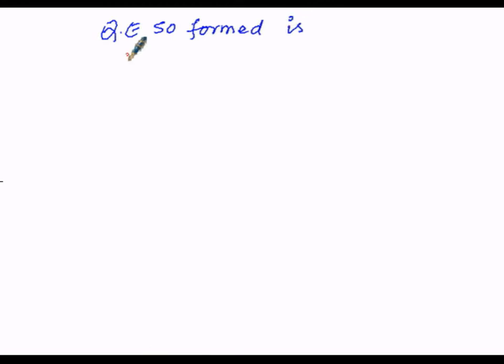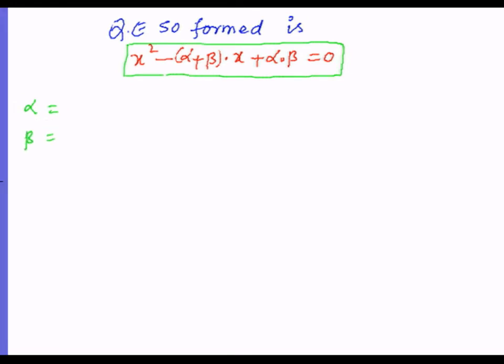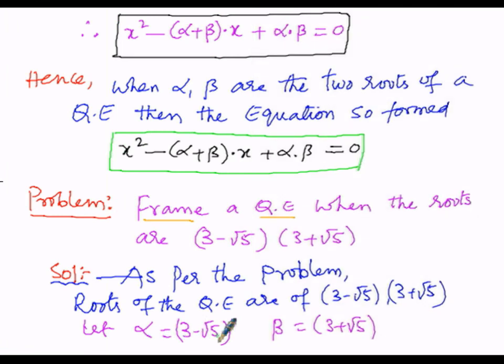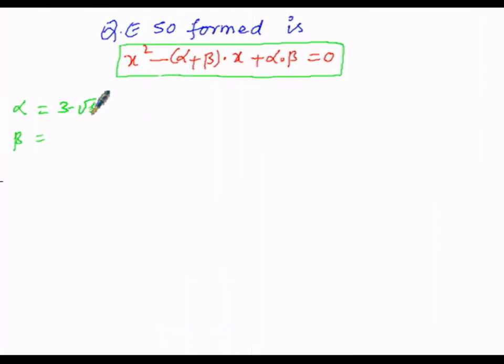x square minus (alpha plus beta) into x plus alpha into beta is equal to 0, which is the formula to frame the quadratic equation when two roots, alpha and beta, are known. But here we know alpha as 3 minus root 5 and beta as 3 plus root 5.